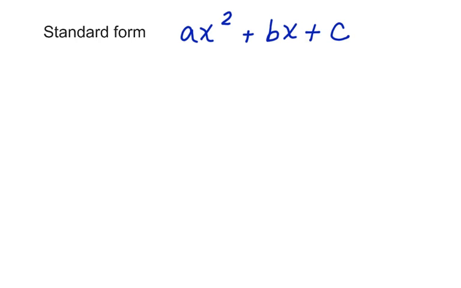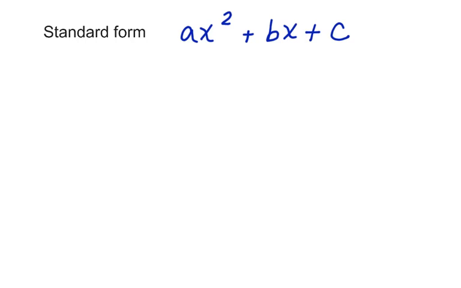Do you know how to find the vertex of a quadratic equation by completing the square? Well, first, let's take a look at two different forms of quadratic equations. We have standard form, and standard form is equal to ax squared plus bx plus c. When a quadratic equation is in this form, we can say that it's in standard form.